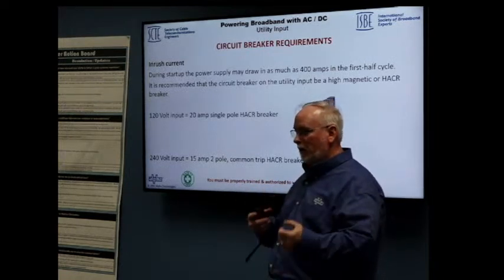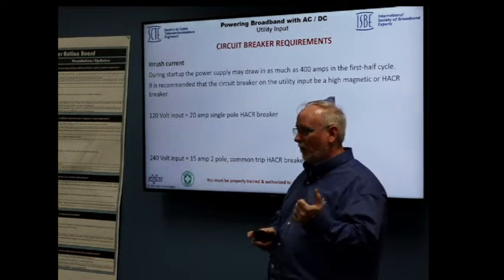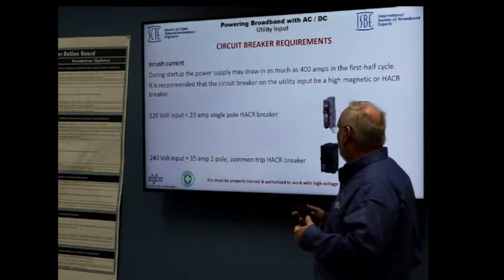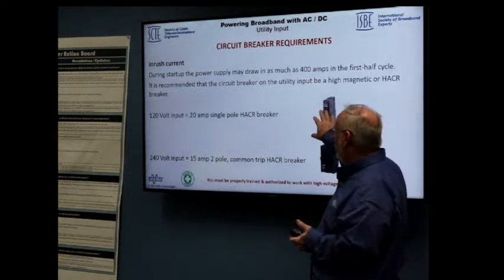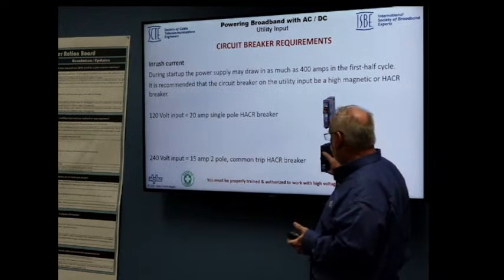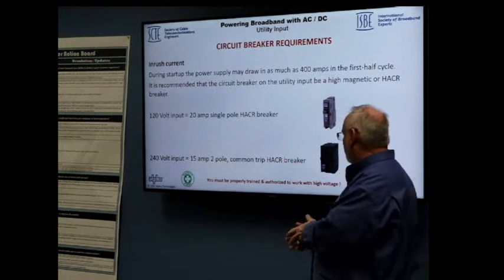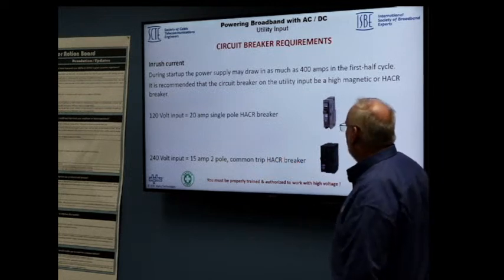If you can imagine somebody hitting a key on a guitar, we tune that circuit. We tune it to 60 hertz. Because of that, we need a high magnetic breaker. And this is an example of a single pole and a double pole. Again, what you're looking for is an HACR breaker, but it's a high inrush breaker.